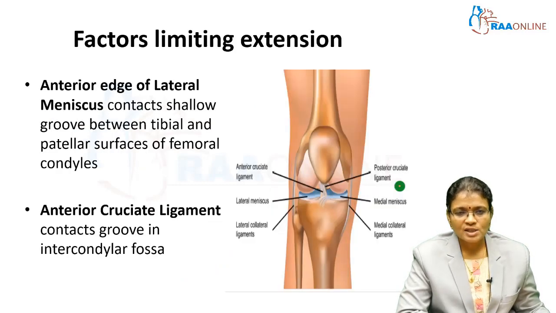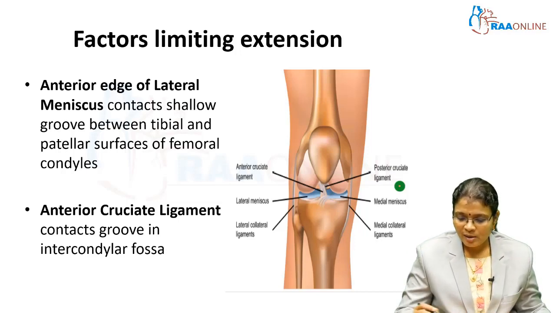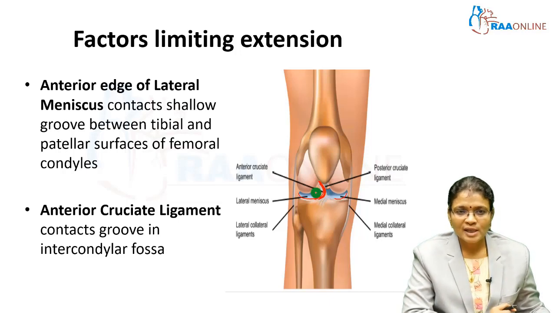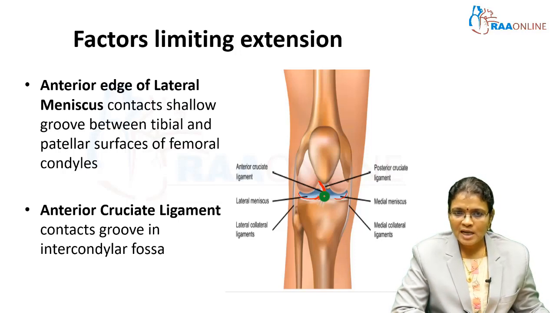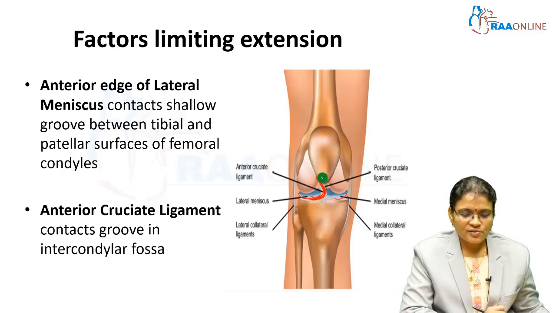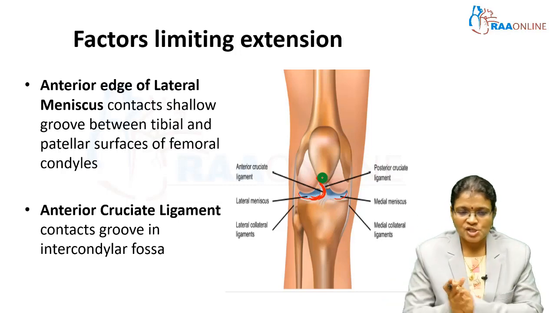Coming to some factors which help in limiting the extension of the knee joint. They are anterior edge of lateral meniscus. You can see the lateral meniscus here, right? And this is a medial meniscus. This anterior edge of lateral meniscus and this anterior cruciate ligament help in limiting extension. The anterior edge of lateral meniscus contacts the shallow groove between the tibial and the patellar surfaces of femoral condyles, and it prevents hyperextension.